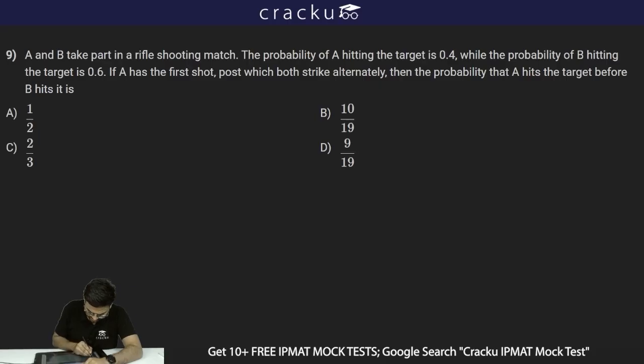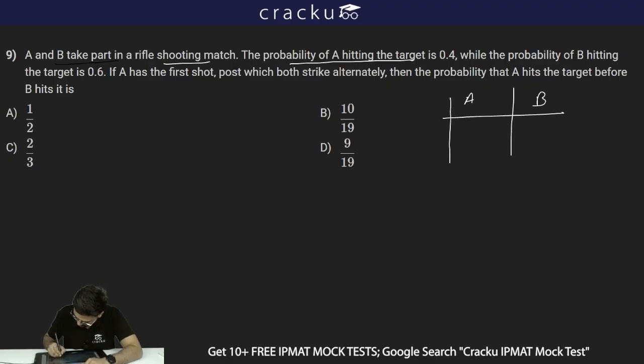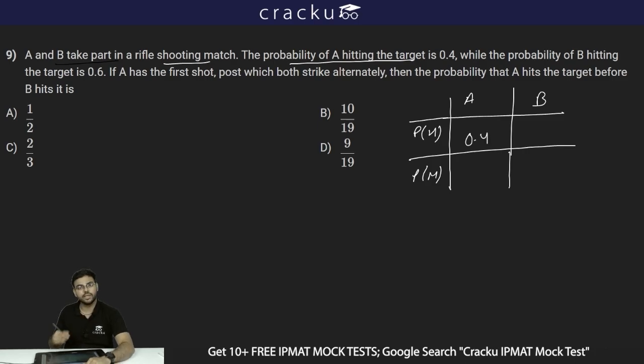The next question is saying A and B take part in a rifle shooting match. The probability of A hitting the target is 0.4. So for A and B, probability of hitting and probability of missing. So the probability of him missing the target is 0.6. This is hitting, this is H, and this is missing.